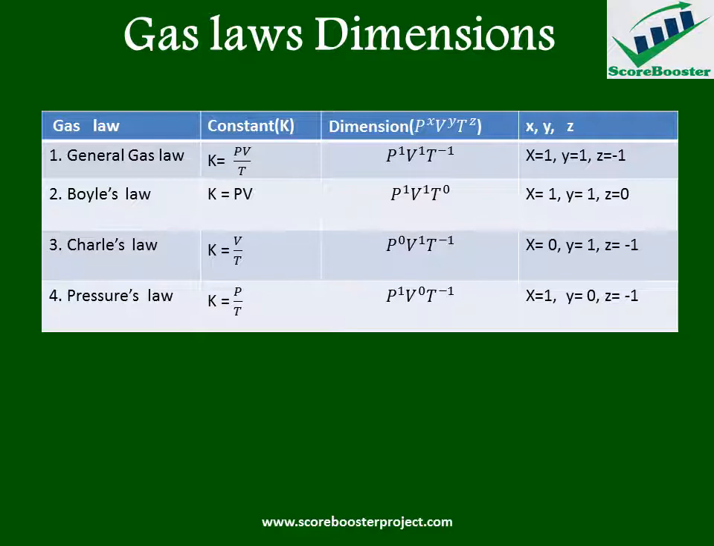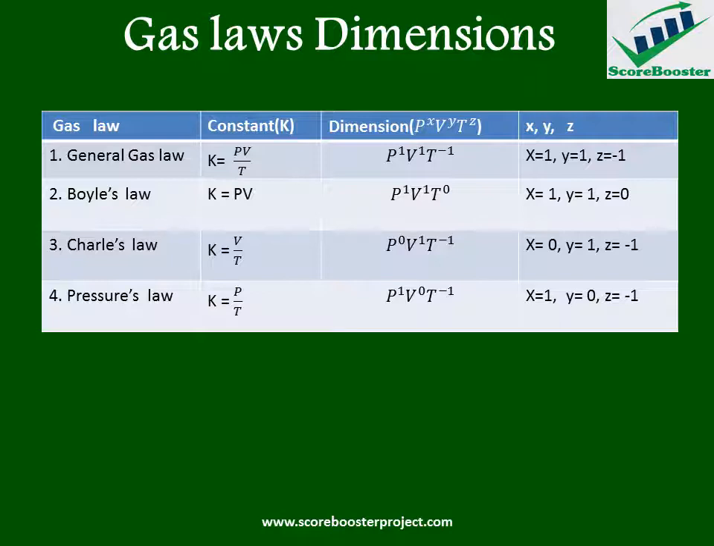Now, if the general dimension is represented as P raised to power X, V raised to power Y, and T raised to power Z, that means the power of the pressure here is represented by X, the power of the volume is represented by Y, while the power of the temperature is represented by Z.